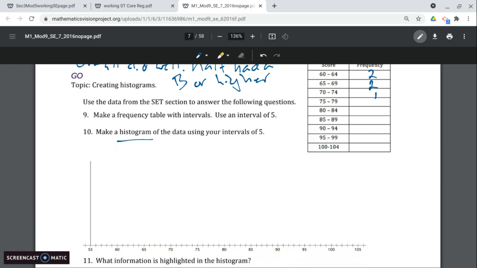On the side here, we want to do our frequency. So this would be 1, 2, 3, 4, 5, 6. And if you need higher, you can take it up higher. Obviously, mine's probably scaled a little differently than yours will be. So from 60 to 64, we have a frequency of 2.